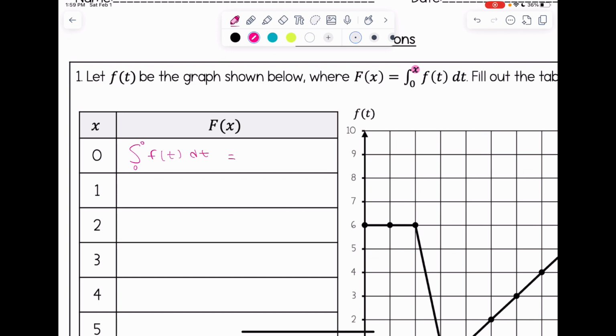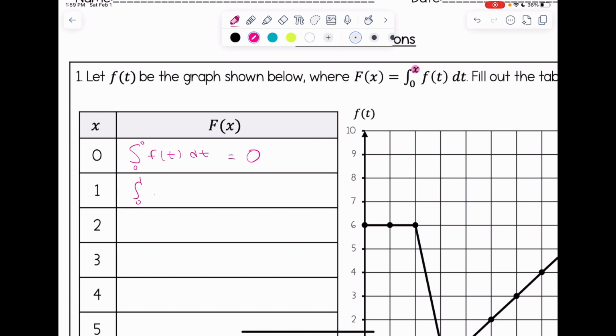And let's recall what a definite integral represents. It represents area under a curve. So we're looking for the change in area from 0 to 0. Nothing is changing in there. So whenever the bounds are equal, the definite integral is always equal to 0. Let's take a look at one that would be different though.